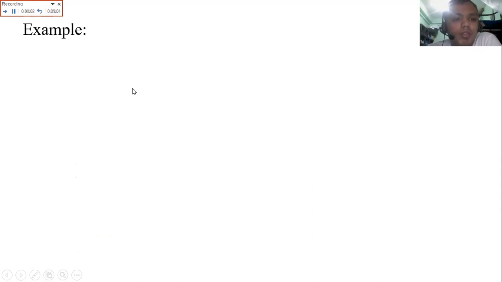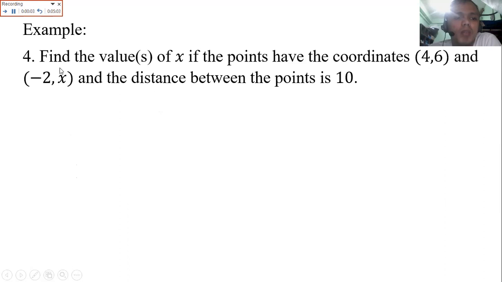Okay? Last one, last example. Find the values of x if the points have the coordinates (4, 6) and (-2, x), and the distance between the points is 10. This time, given na yung distance. Isang coordinate ang missing.